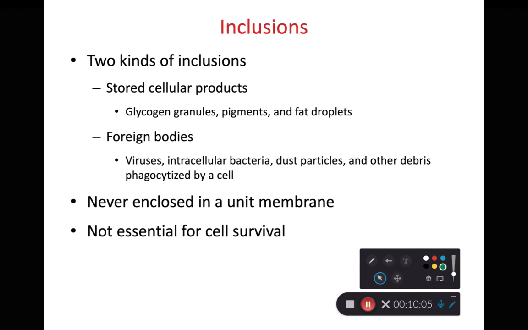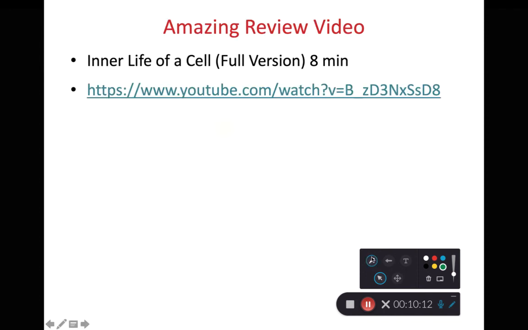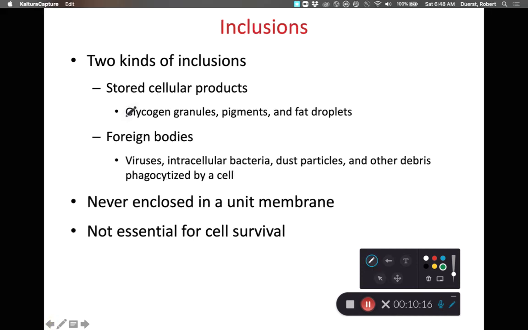We also are going to have inclusions within our cell. To review, an inclusion is going to be storing a foreign substance within the cell. So we can have glycogen granules. There we go. Glycogen is the animal complex carbohydrate. We can store pigments. We can store fat. We can also store viruses, intracellular bacteria, debris that's been phagocytized. So there are different kinds of inclusions. We can store different kinds of things within our cells.